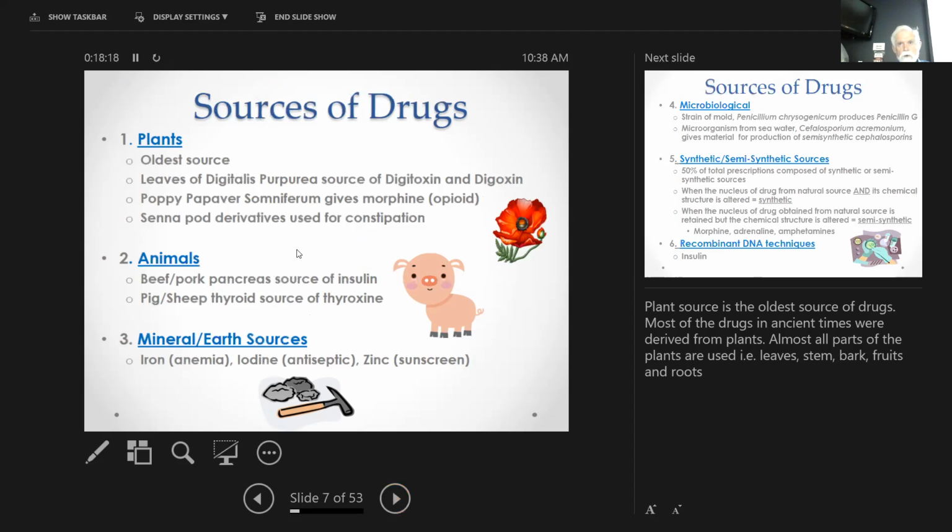Minerals, we've used iron for treating iron deficiency anemias. Iodine we used as an antiseptic, and zinc compounds, zinc oxide you're familiar with, can be used as a sunscreen. Iron and iodine are both very toxic, even though we require them. The amounts that we have, these are trace elements. Remember, in COM 103, we talked about total parenteral nutrition, and I talked about trace elements. Iron is one of those.